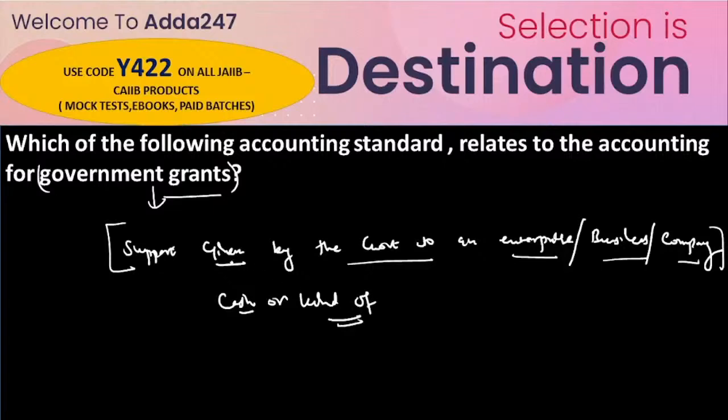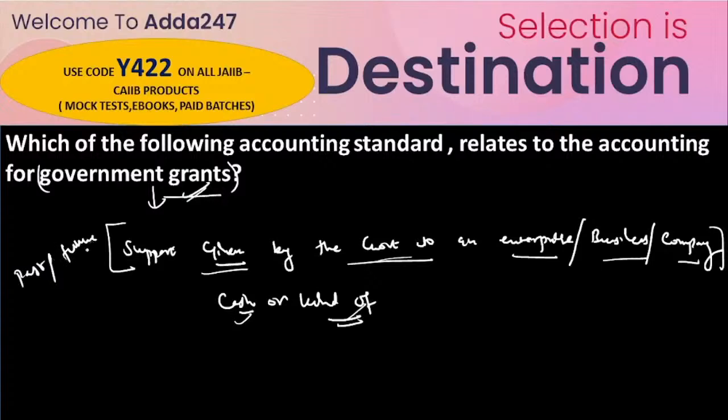You just have to understand what we mean by government grants. So the government grant is basically a support given by the government to an enterprise, business, or a company, either in cash or in kind. Such grants are given for an enterprise to meet past or future compliance along with certain conditions.